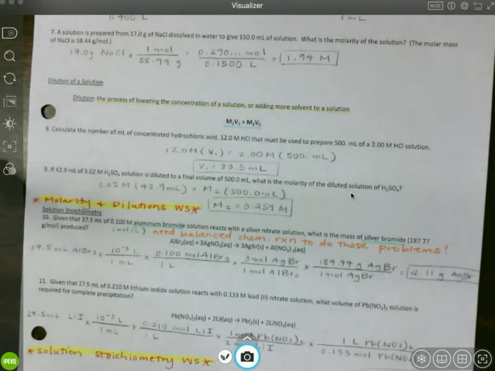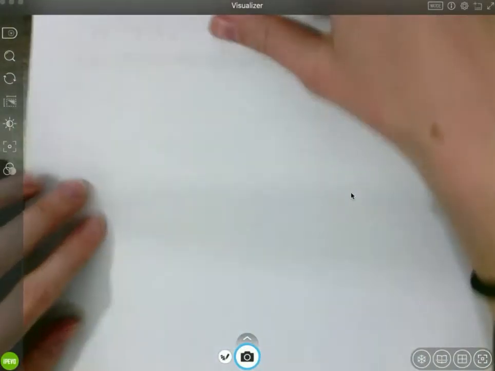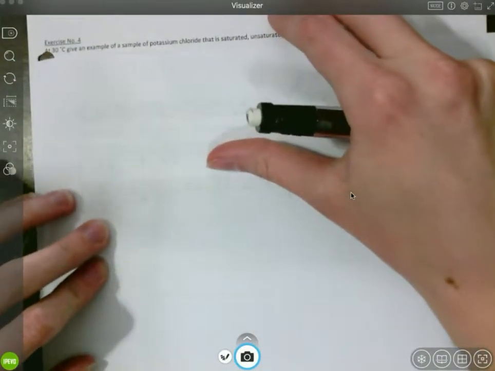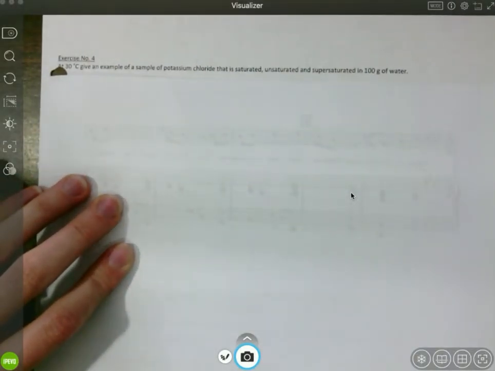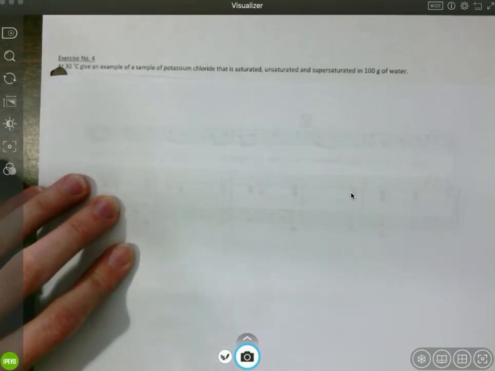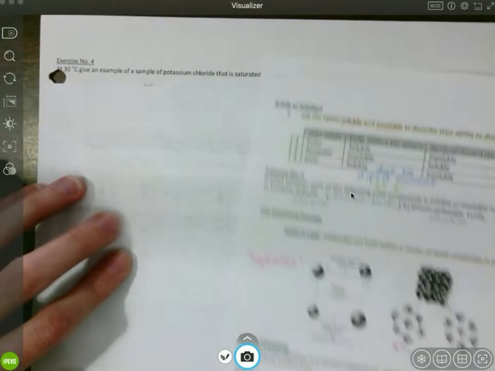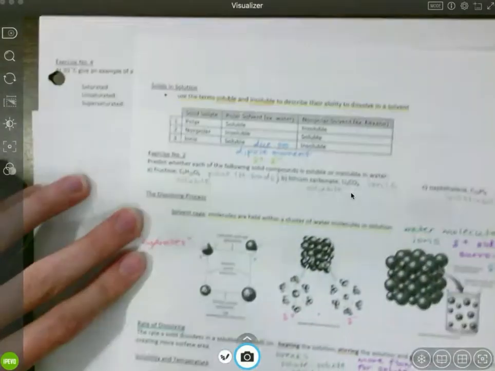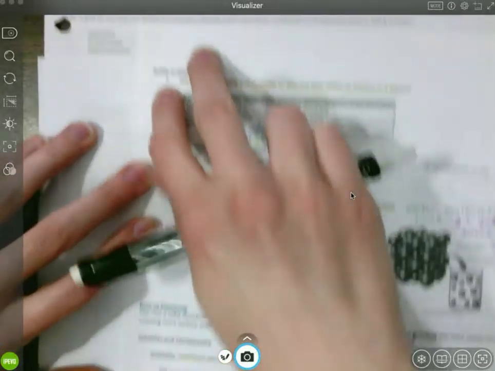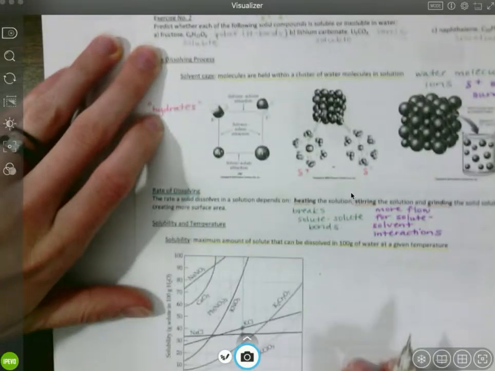All right, so let's look at our exercise number 4. At 30 degrees Celsius, give an example of a sample of potassium chloride that is saturated, unsaturated, and supersaturated in 100 grams of water. So we are going back to our solubility curve. We want something that is saturated. We are looking at potassium chloride, that's this KCl, and we are looking at 30 degrees Celsius.